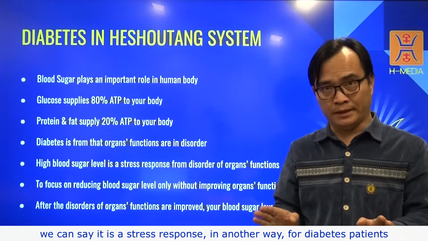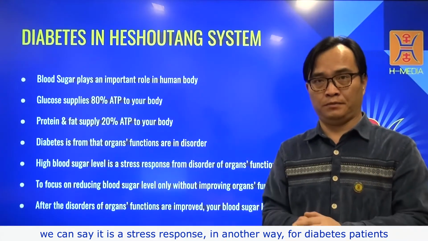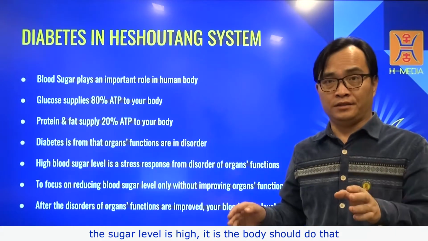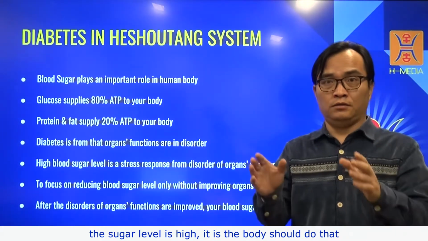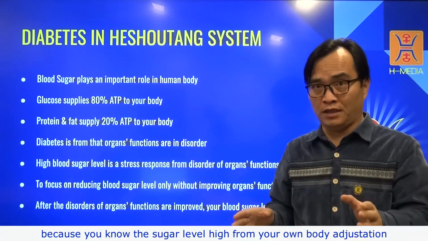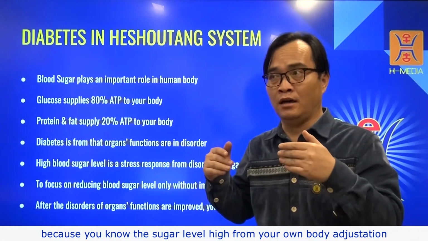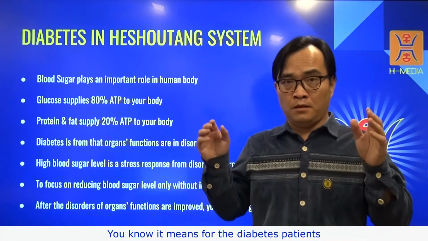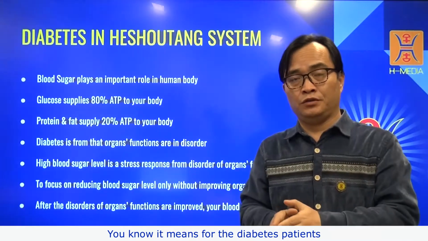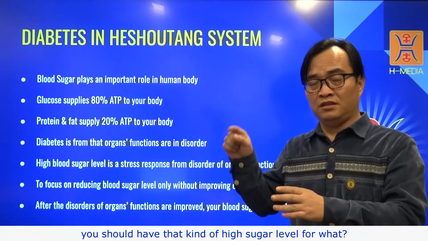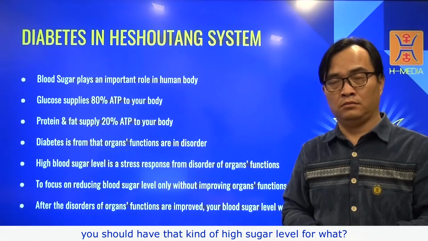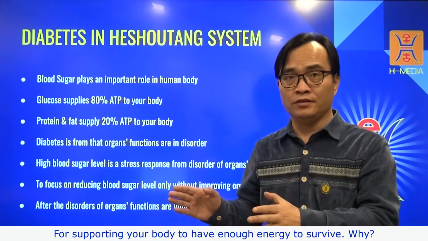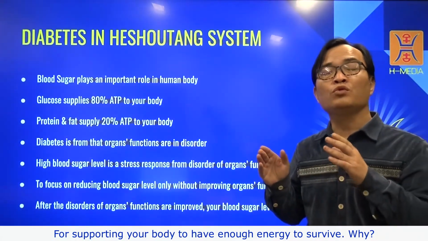In another way, for diabetes patients, the sugar level is high. The body should do that, because the high sugar level comes from your own body's adjustment. Does it mean that for diabetes patients, you should have that kind of high sugar level? For what? For supporting your body to have enough energy to survive.